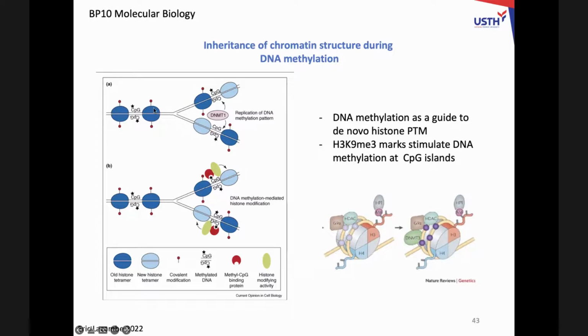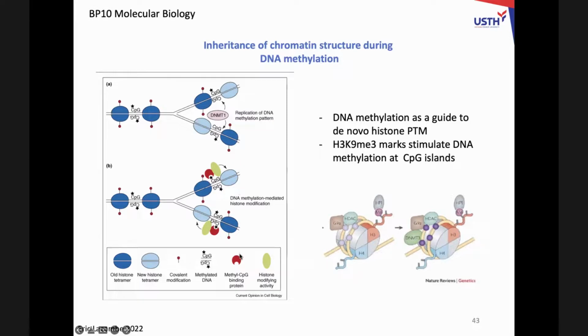So the ones that were already methylated will stay methylated. It's not a problem. But what's happening is, as soon as we are in this context, you see that the two new double-strand DNA are not completely compact, because part of the nucleosomes are methylated and part are not. So it's not a convenient situation.